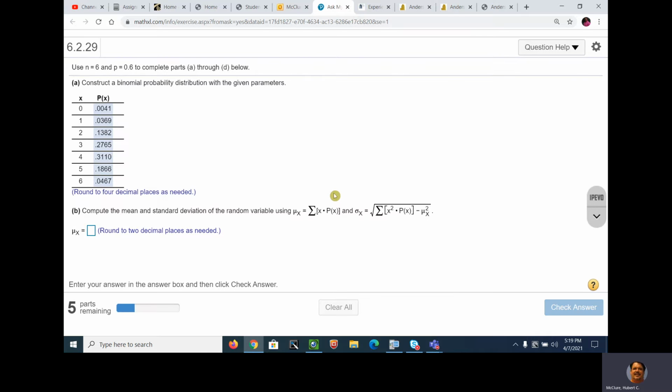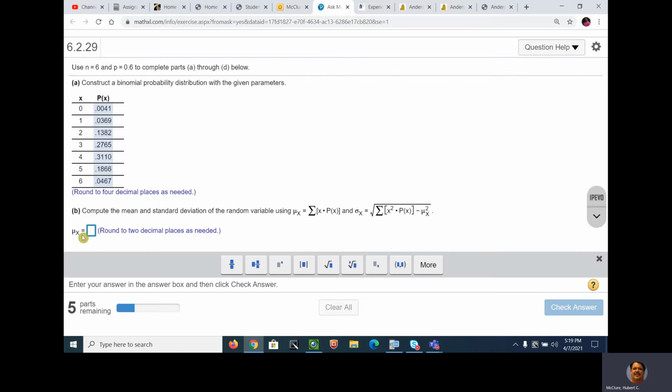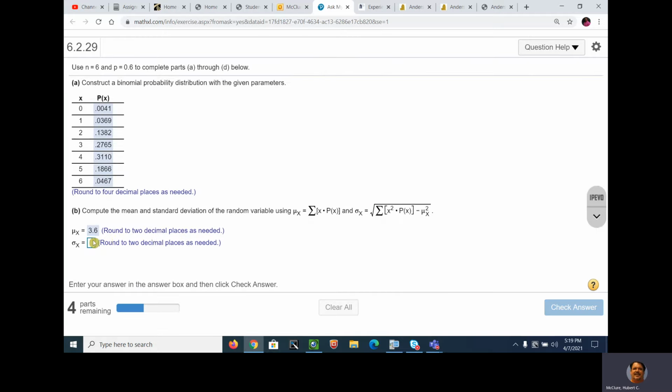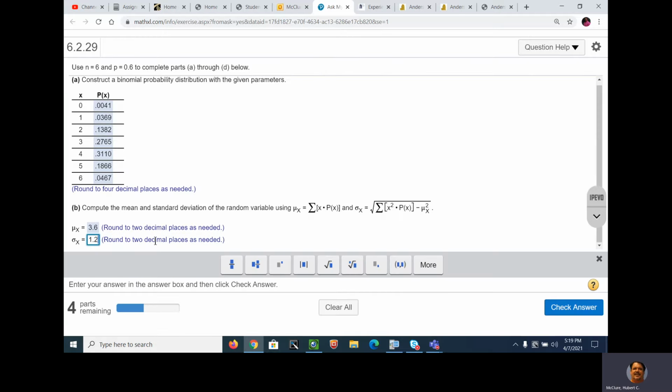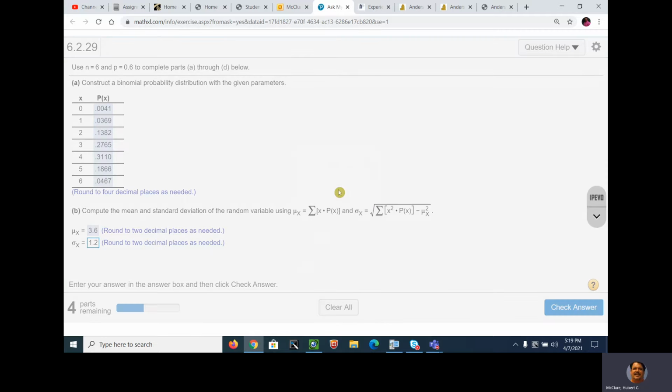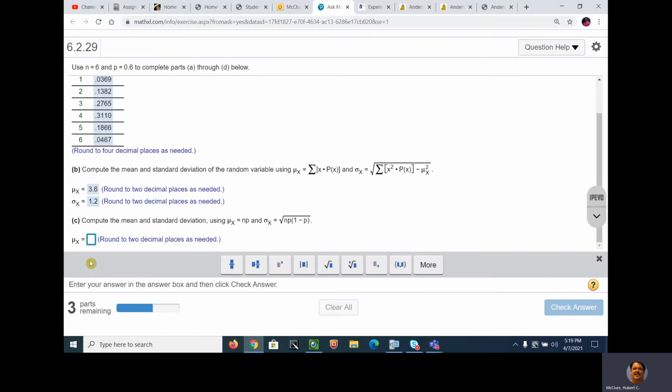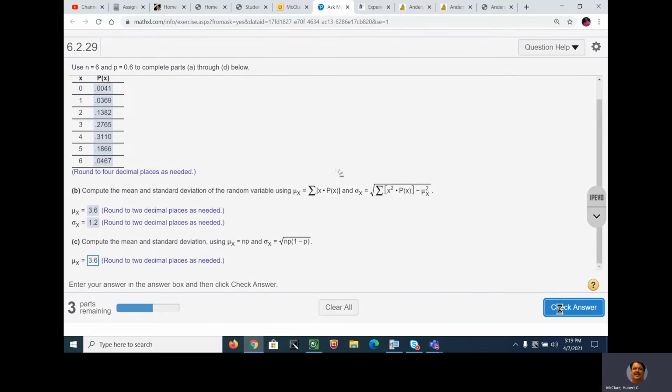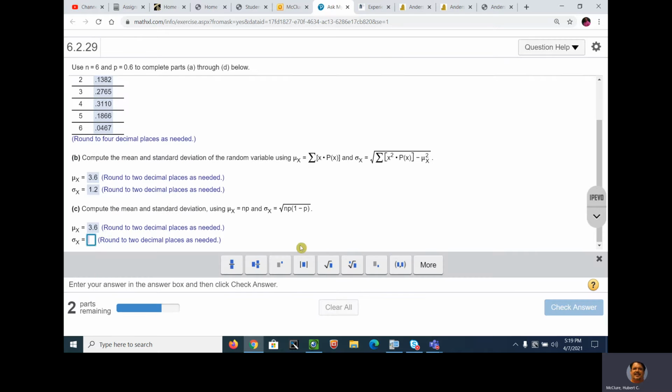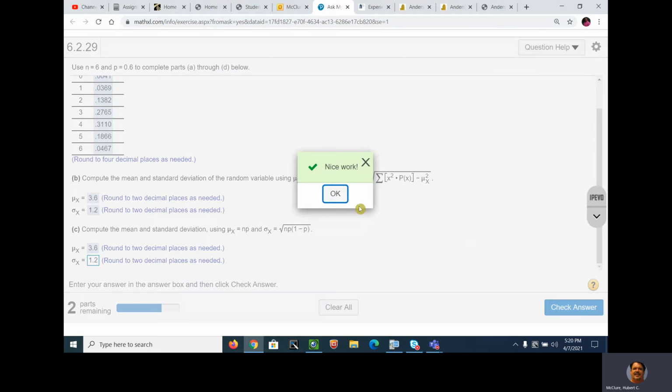And there you go. The mean, well, it just so happens that no matter how you do the mean, you're going to come out with the same answers. So that's going to be 3.6 and 1.2. And then they're going to ask you to do it by hand like I did. And that's 3.6 and 1.2. And most of the time, they're going to be the same, unless you got a lot of decimals, and then it could be a little bit off. Okay?